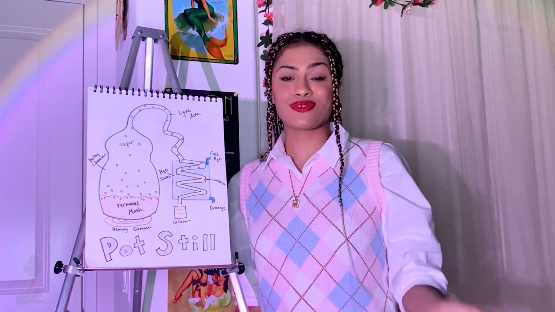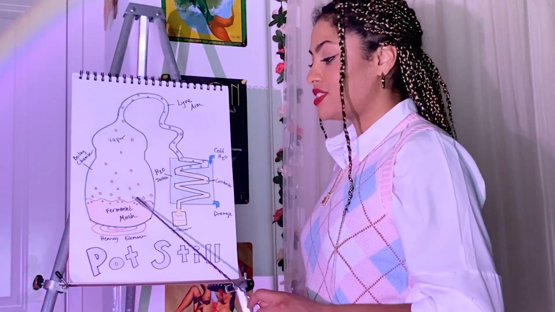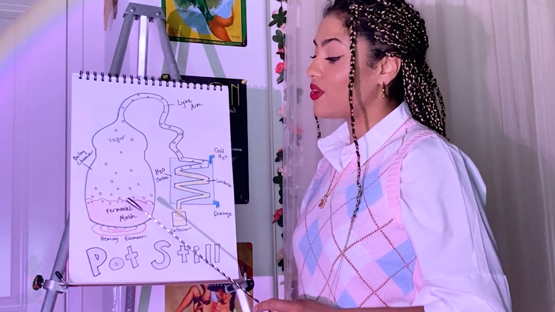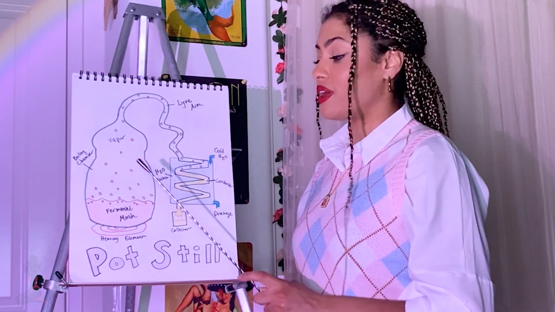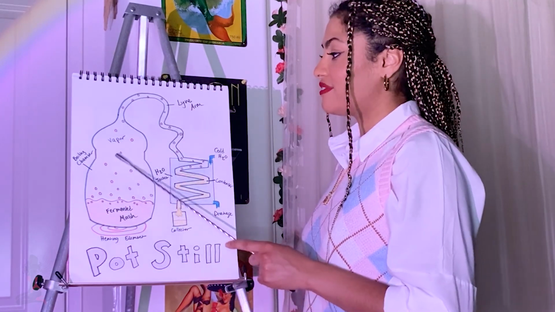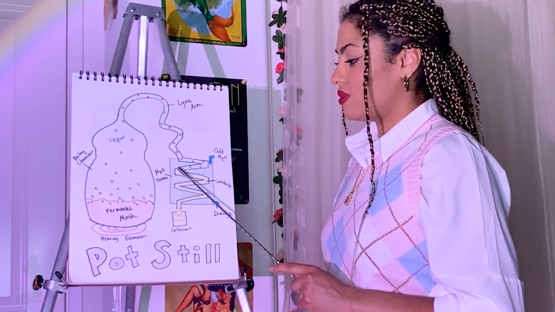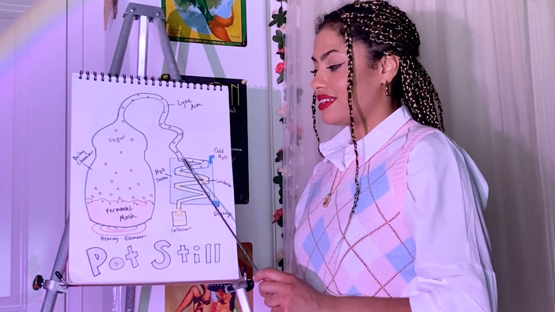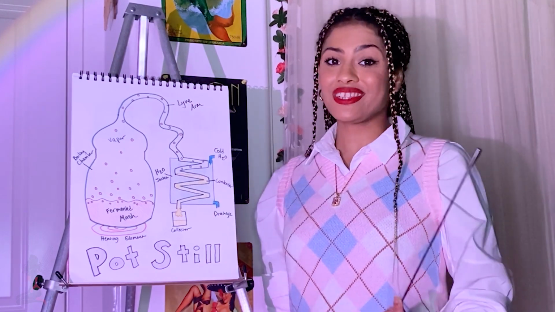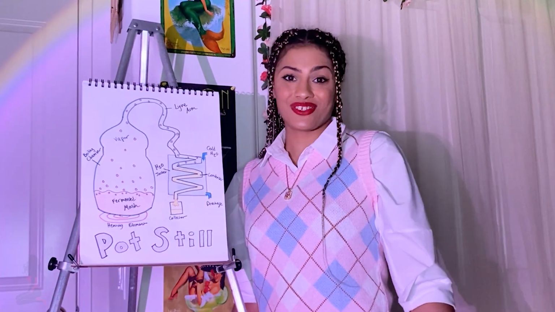Just to run through this one more time very quickly. Fermented wash, heated up so that the alcohol turns into a vapor, but the water stays down below. The vapor travels up and through the lyne arm into the condenser, which is covered by cold water, which will then convert it back into a liquid, and that's how you create distilled spirits.